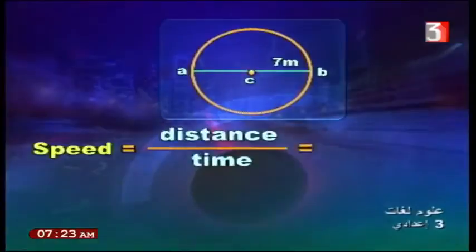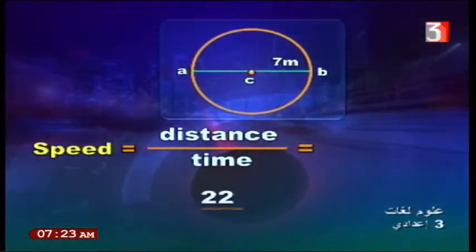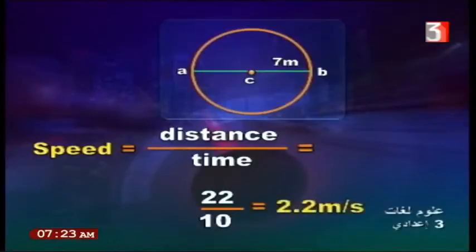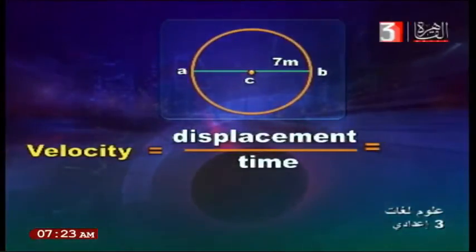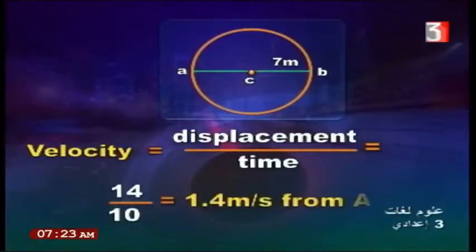We can find the speed: total distance over total time. So 22 over 10 equals 2.2 meters per second. And if we want to find the velocity of this object, total displacement over total time, so 14 over 10 equals 1.4 meters per second. Its direction is from A to B, or from the start point to the end point.